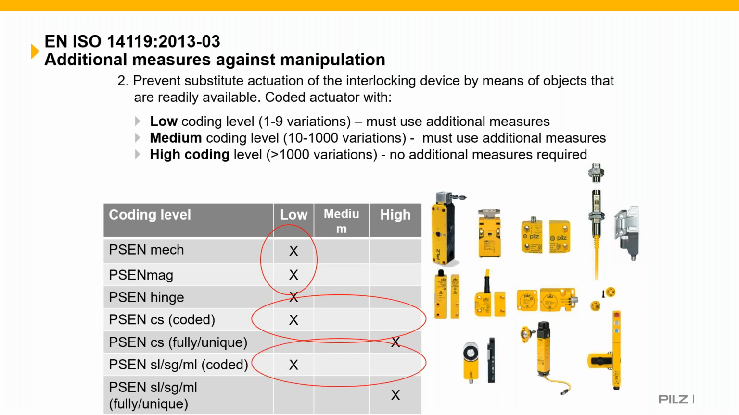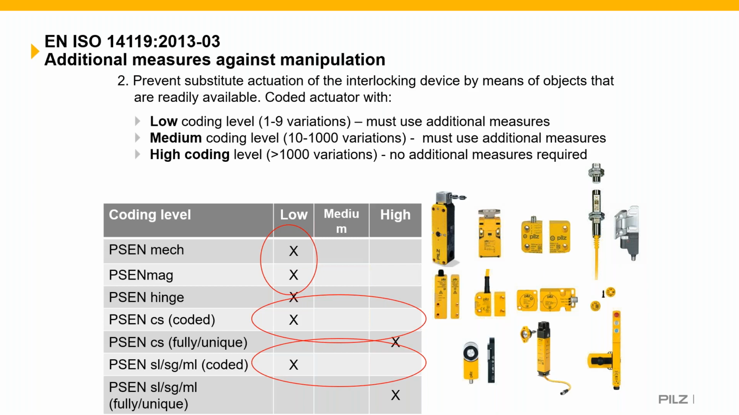And so coded just means that we supply you a pair, a switch and actuator that are coded, but if you were to damage the actuator, you can buy a replacement from Pilz, and you can just install it and use it. We do, so that's low coding.